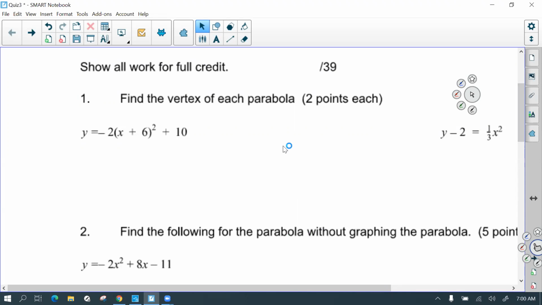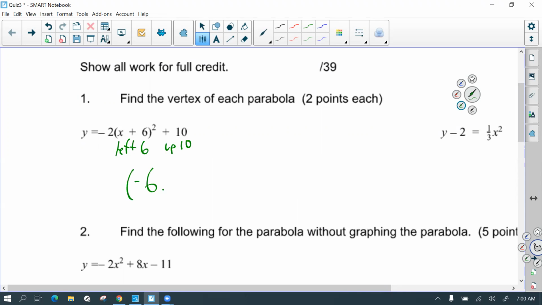So we're going to find the vertex of these parabolas. Well, this parabola is already in transformation form, I guess. So this indicates that you went left 6, and this indicates that you went up 10. So the vertex is simply negative 6, 10.